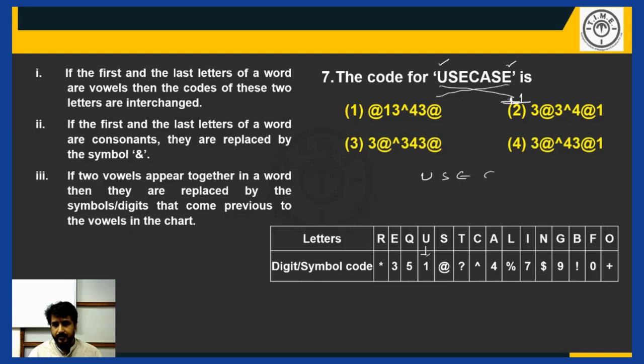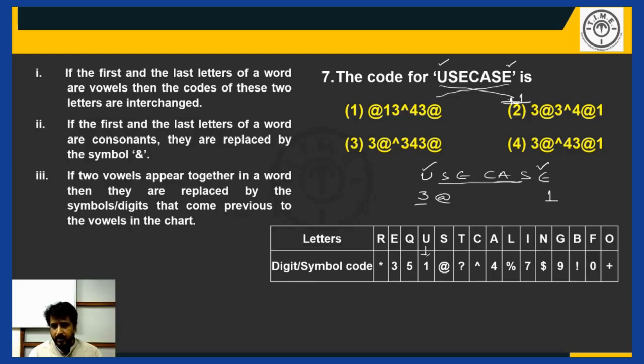Use case. So these two are vowels, so interchange. U code is 1. What is the E code? 3. So they are interchanged. Do we have any two vowels together in S, E, C, A, S? No. So all the remaining will be taken as they are. What is the code for S? At the rate. What is the code for E?